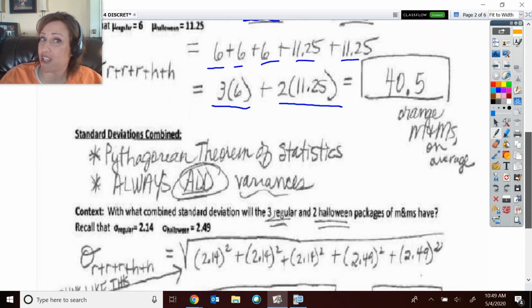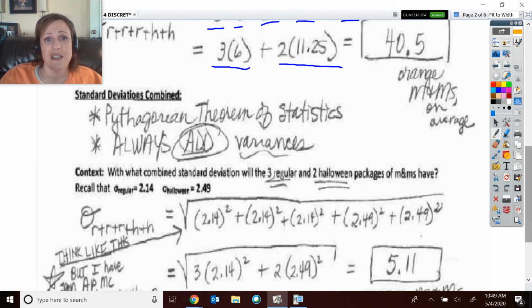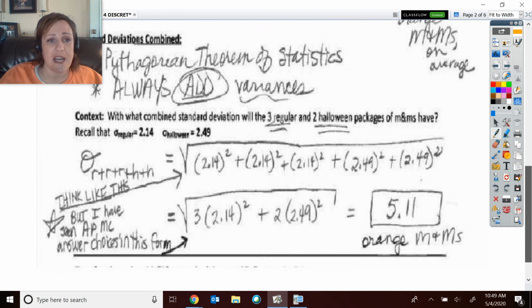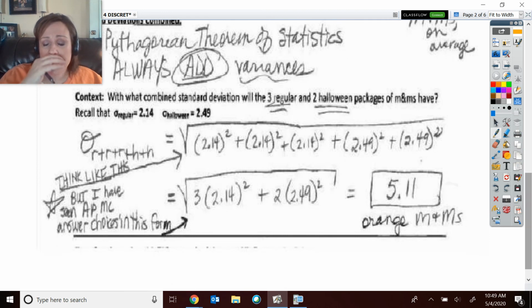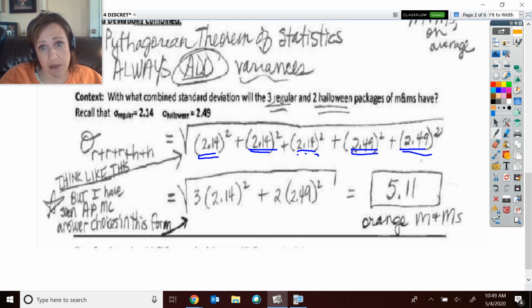Now, standard deviation, however, is tricky. All right, Pythagorean theorem, and it always adds. So technically, here's what's happening. We've got these variances here. The 3 standard deviation squareds for the regular M&Ms and the 2 standard deviations squared for the Halloween M&Ms. So I'm combining all those 5 together and then square rooting it.